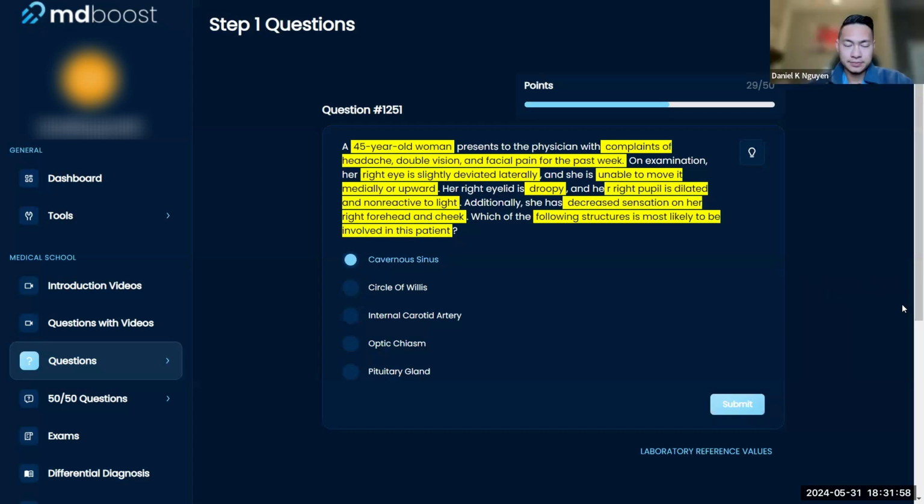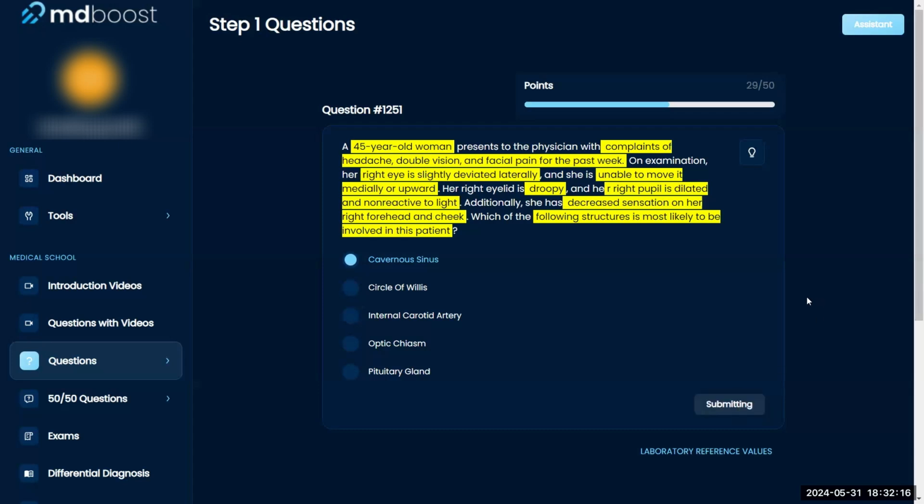Okay. Circle of Willis would just, I mean, yeah, decreased sensation of right forehead and cheek. That's V1 and V2. It wouldn't be seen in the circle of Willis, the internal carotid. Optic chiasm is just 2. So no, pituitary gland would be at the most 2. Yeah, I would say this. This is probably my answer. This is where all of them are, at least.